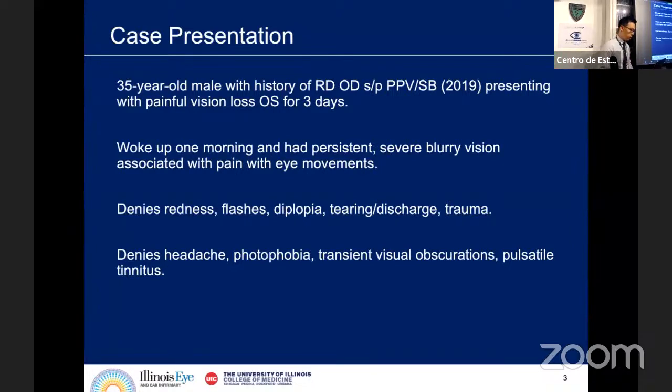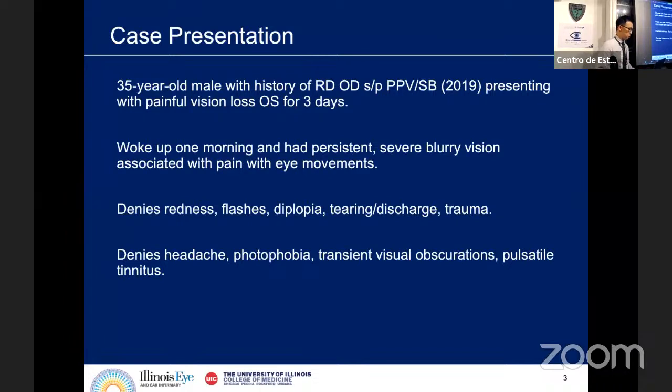He had a history of retinal detachment in his right eye that had been repaired with a buckle and vitrectomy about 3 years prior to presentation. And he came to our emergency room, this was about a year ago now to the day, with painful vision loss in his left eye for 3 days. He was worried that he had another retinal detachment, but the story took a different turn.